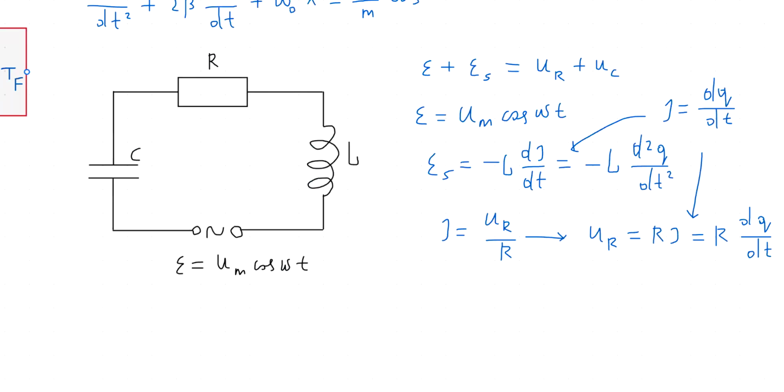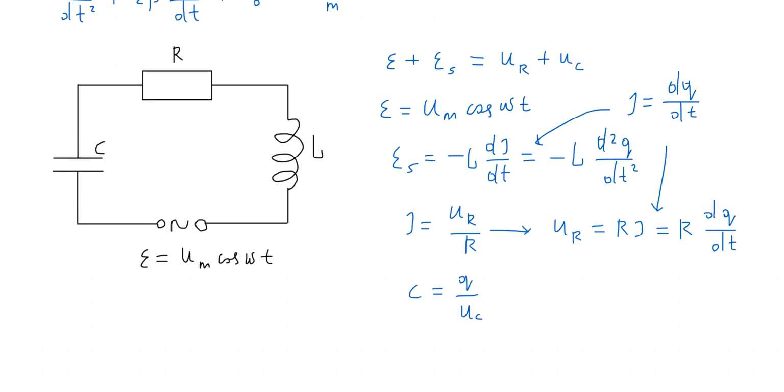And the last, you can remember from our previous lectures that capacitance is equal to Q divided by the voltage or potential difference across the capacitor. So from this we will get that UC is equal to electric charge divided by capacitance.